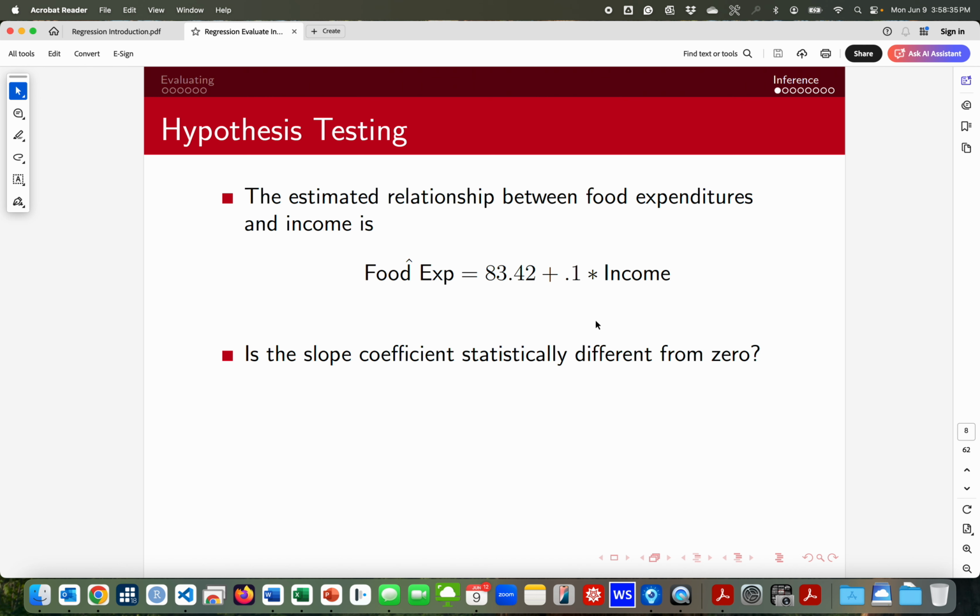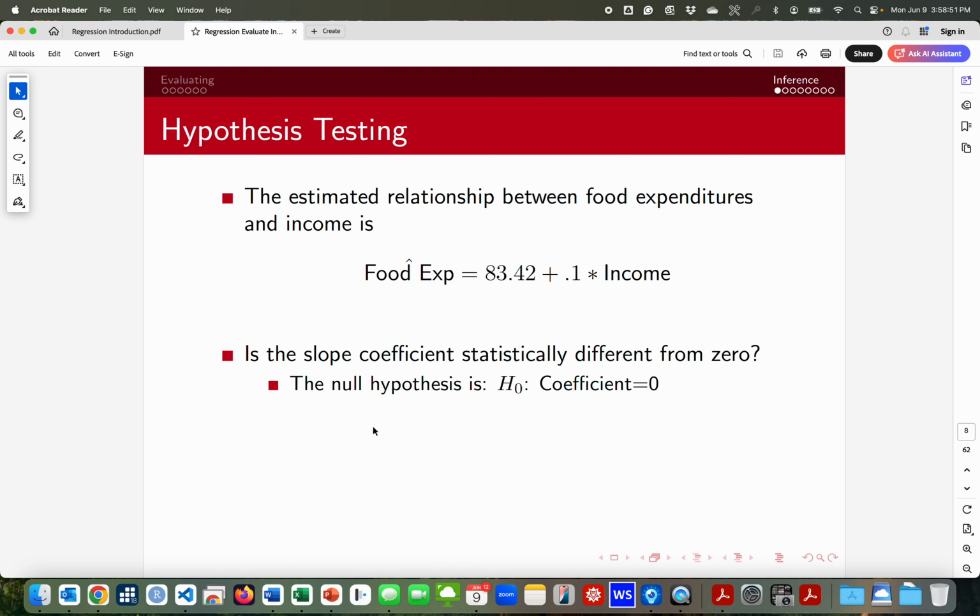0.1 is not equal to 0, but is it sufficiently different from 0 to say we can reject the null hypothesis that in the population, income has no impact on food expenditure? So that's what we're thinking about with hypothesis testing.